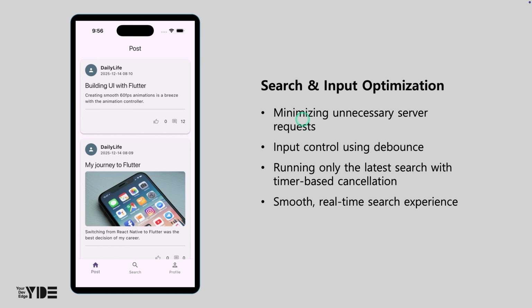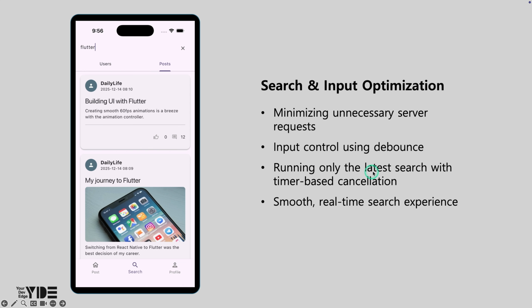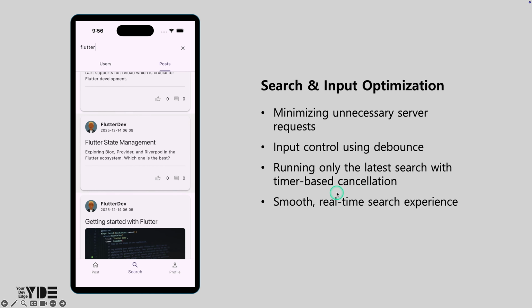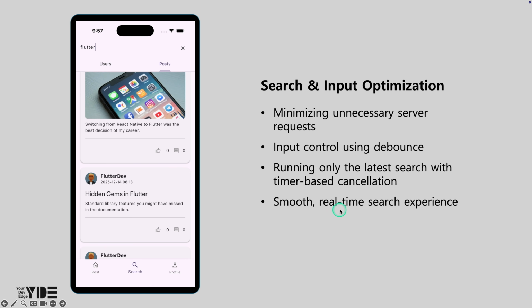The search page uses a debounce technique to reduce unnecessary server requests, as well as timer-based control to cancel previous search requests and execute only the most recent input. This provides a production-grade search experience that responds smoothly every time the user types.